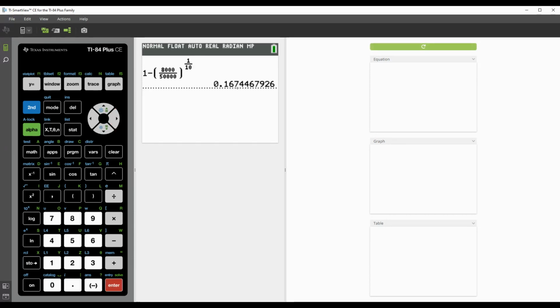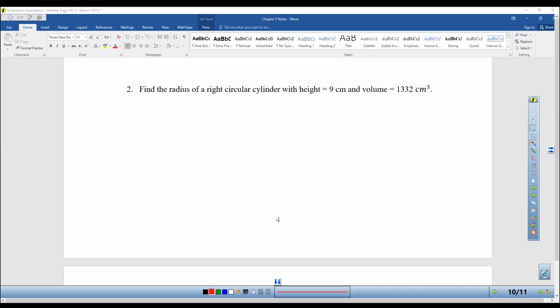So they did say that the R value would come out into a decimal, 0.167, although as a percentage, that would be 16.7%. Number 2, find the radius of a right circular cylinder with a height equal to 9 and a volume equal to 1,332 cubic centimeters.